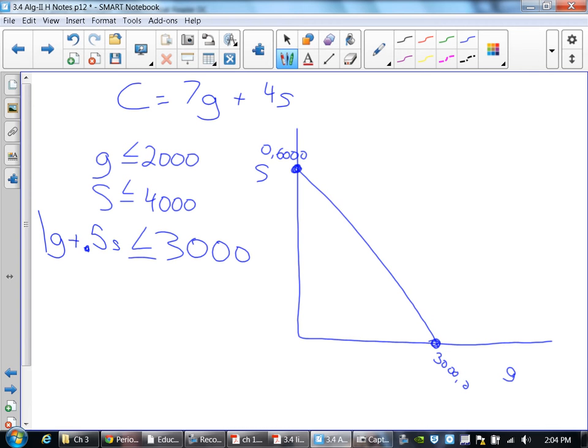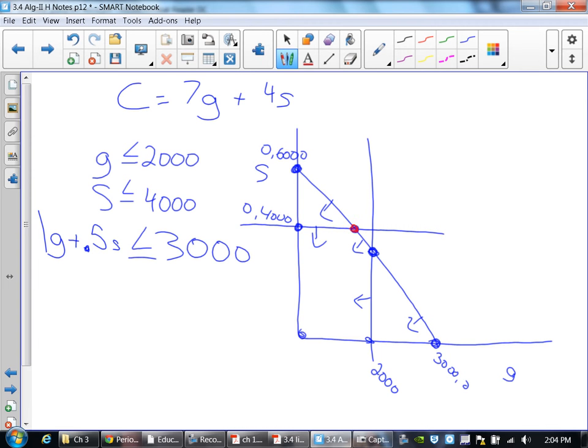All right, so that one, in or out? In. 0 plus 0 is less than, so it's moving down. So far, so good? All right. G 2000, vertical line. S 4000, horizontal line. Okay? That gives me intercepts here, here, here. And we're okay that these are all moving inward, right?